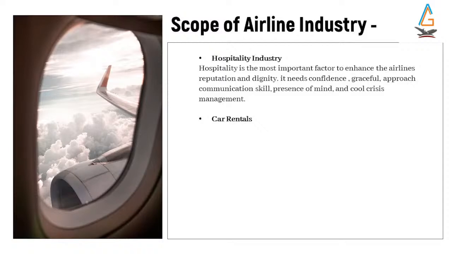Then we have car rentals. Many airlines outsource cab rentals across the city to ensure that their crew members get a hassle-free chauffeur drive from their home or hotel to the airport and vice versa.